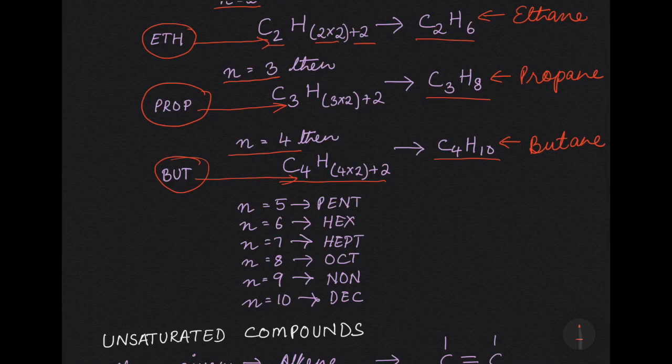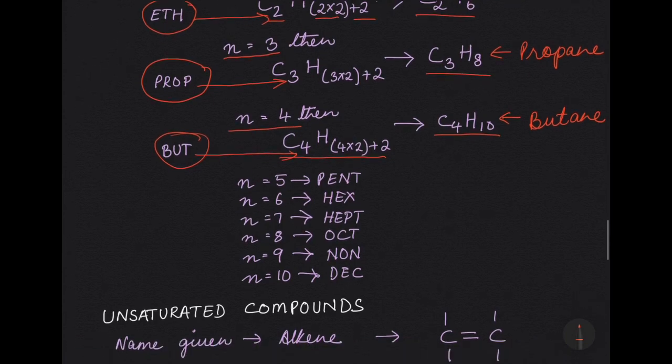After that, if the number of carbon atoms is 5, then it is pent. That means it becomes pentane, A-N-E, alkane, a single covalent bond between all the carbon atoms. If the number of carbon is 6, then it becomes hexane.